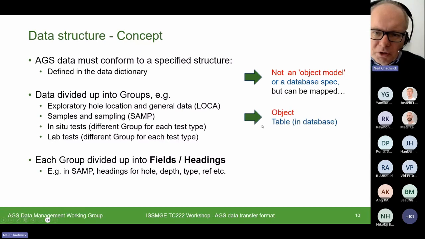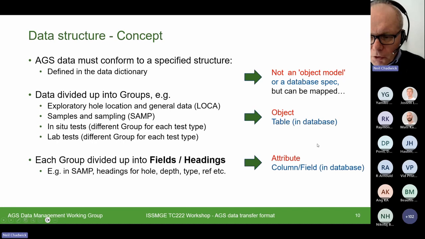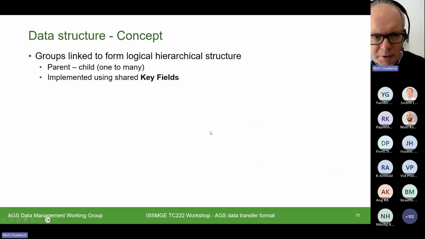So basically, our groups are effectively analogous to objects in an object model or the tables that you'd find in a database. And the fields and headings, that would be your object attributes or the columns and fields that you'll find in a database table. So a fairly familiar concept, and another familiar concept is linking of the groups as you would link in a database or in an object model.